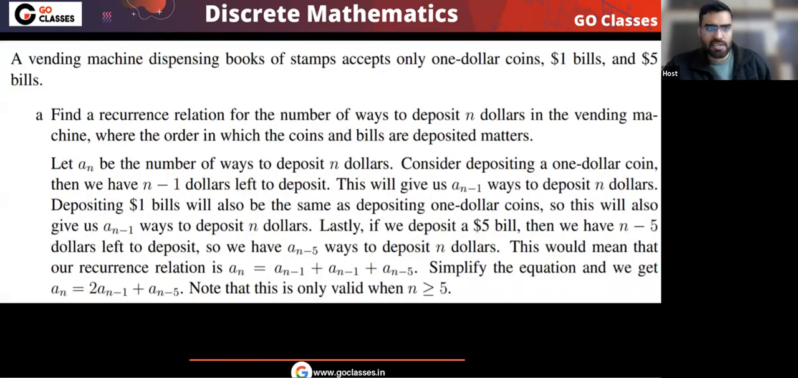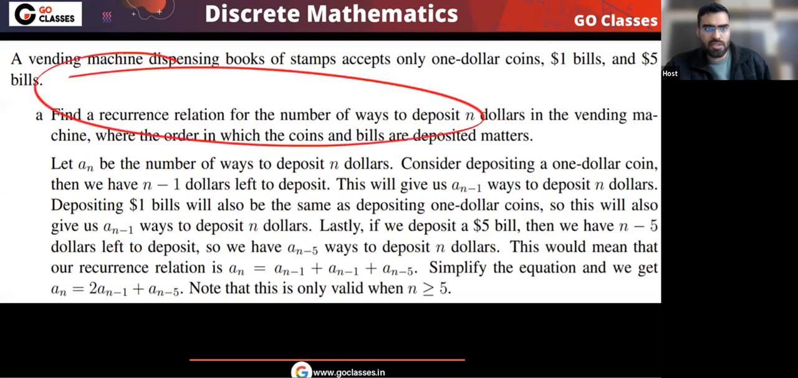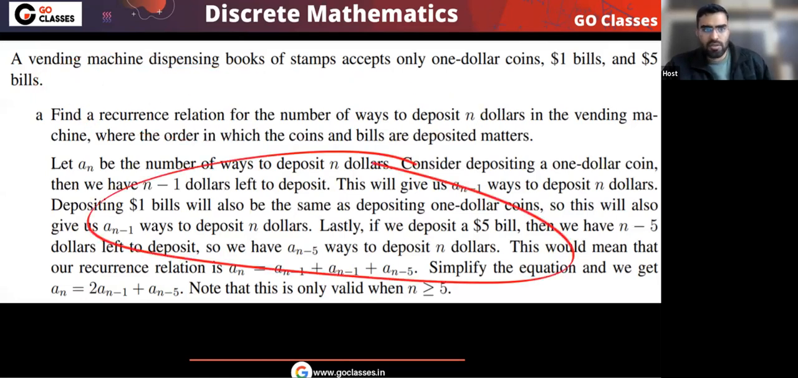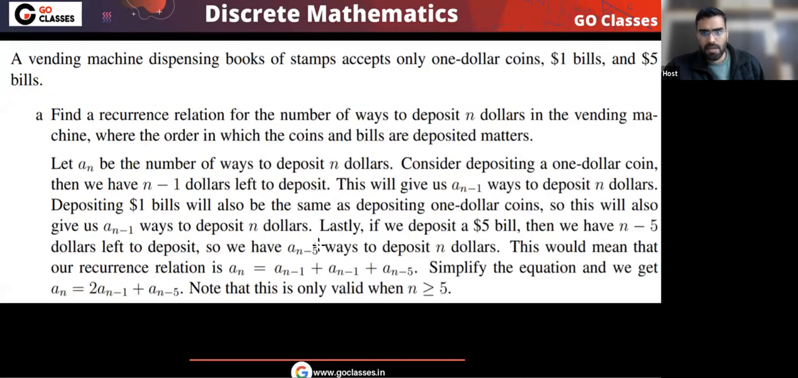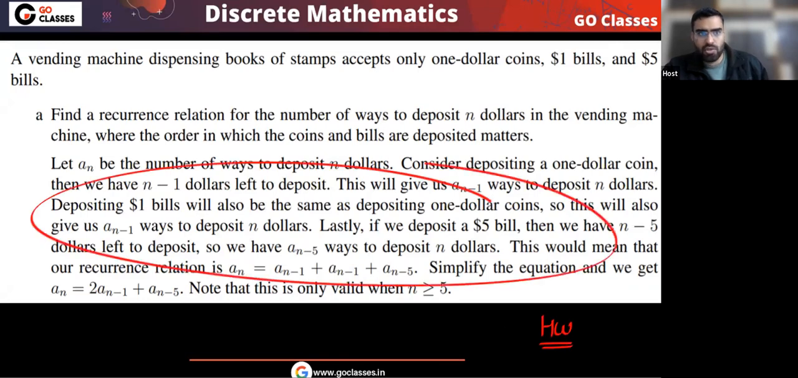Can anyone write the recurrence relation for this problem? You can try this. I will share these slides. This is the question, and this is the answer, so you can check the answer also. This is the initial condition, and the answer is also available. So I'm giving this as homework. You don't have to worry.